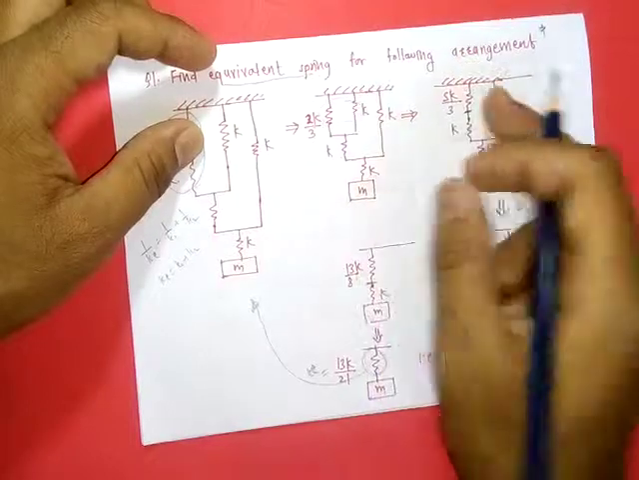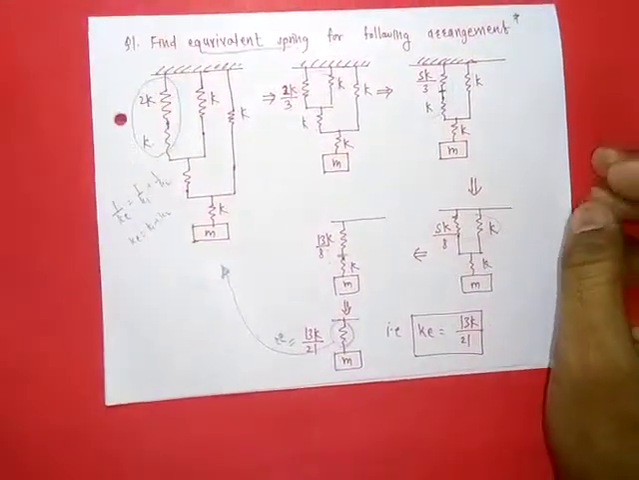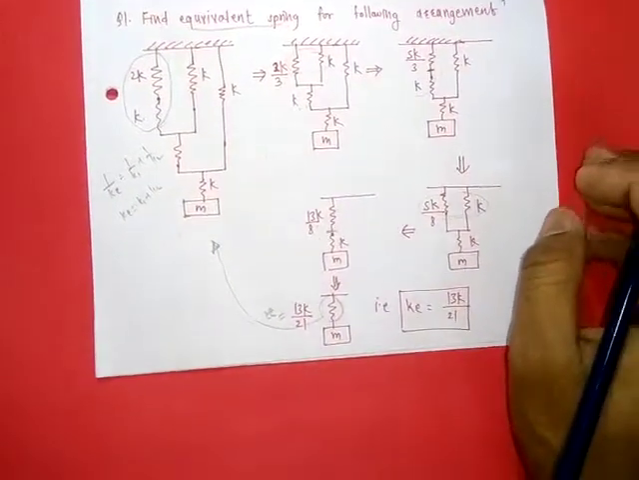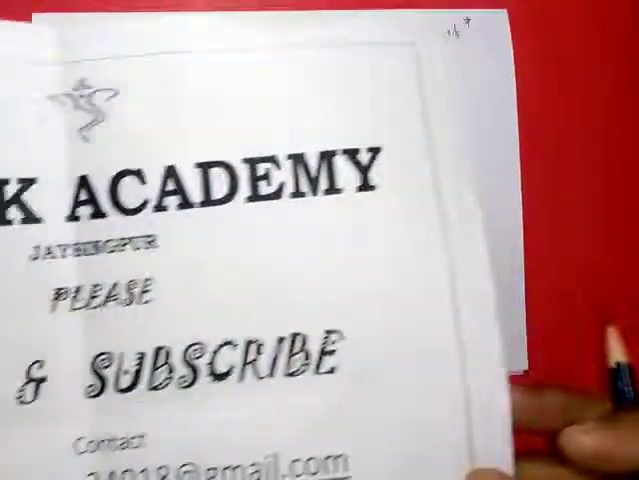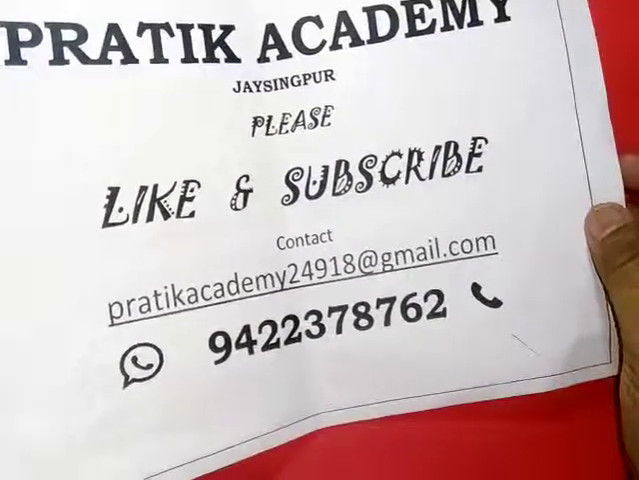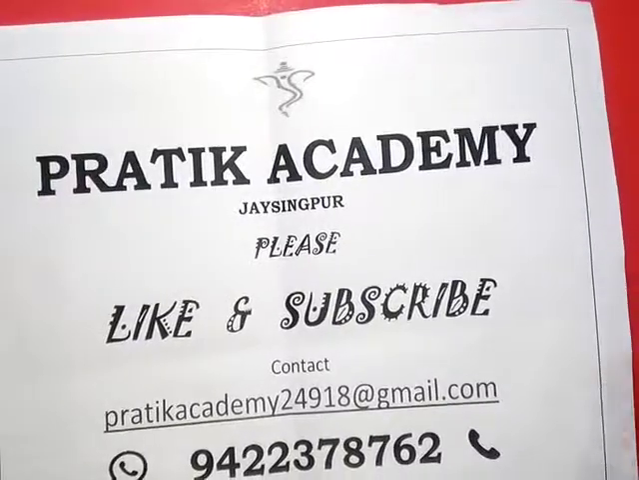So in this video we have seen some examples of equivalent spring. In the next video there are 2-3 numericals. We will see that in the next video.